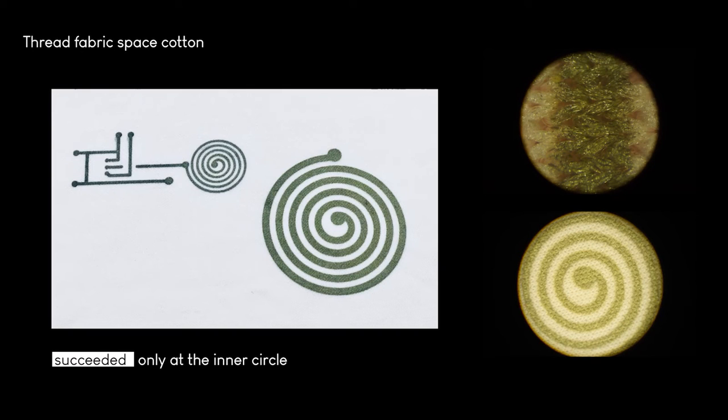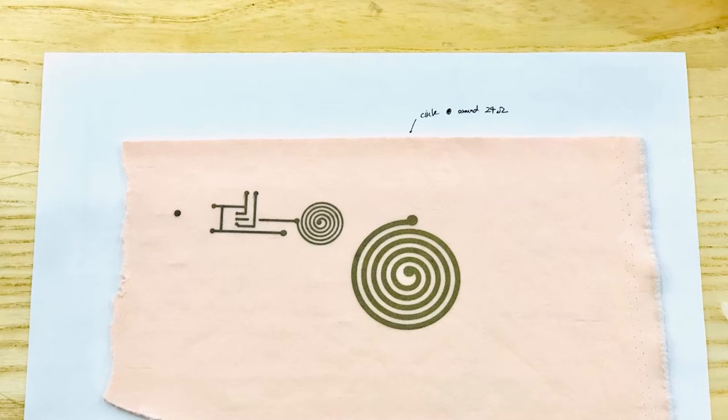And let's see the flat fabric space curtain. It was a success, but only at the inner circle. And I measured the resistance is about 24 ohm.